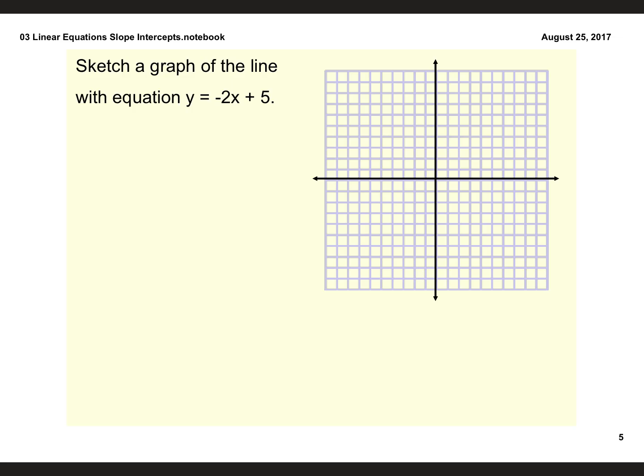Do they give you the slope then? Yeah, they do. So you just move over, rise, run. Rise whatever it says to rise. Hint, this one isn't rising. It's falling. All right, so my y-intercept is 5.